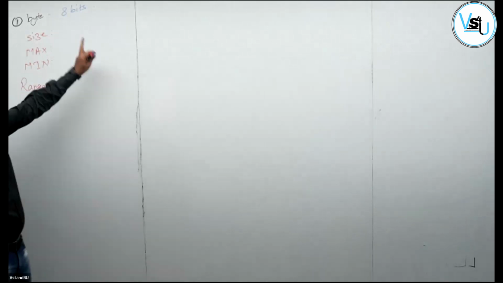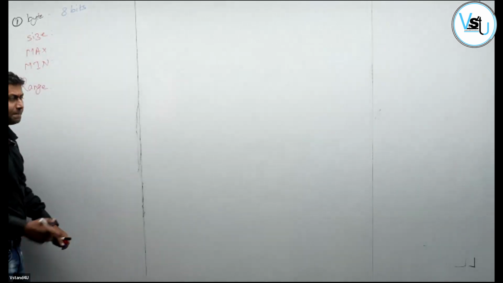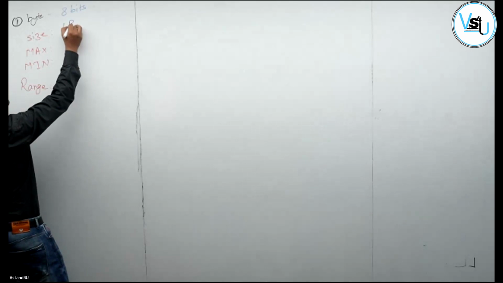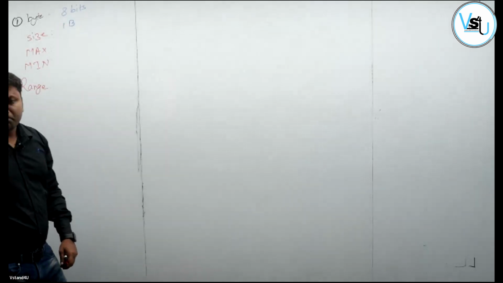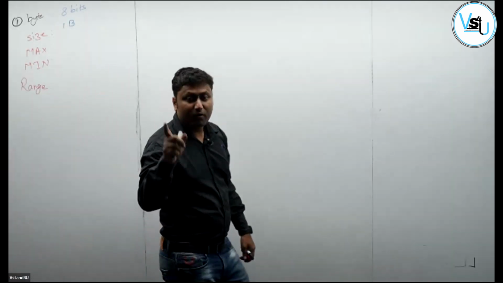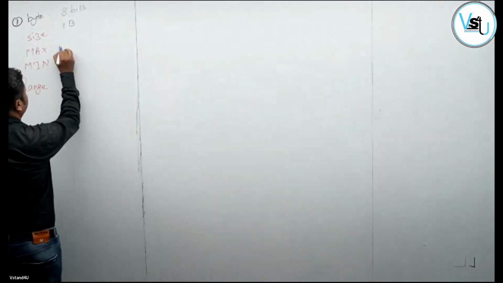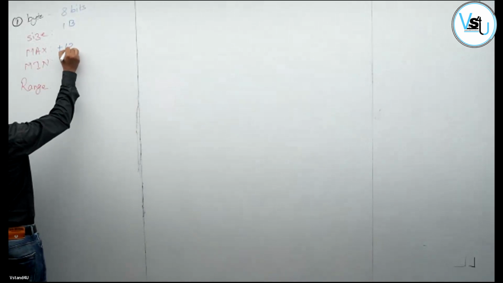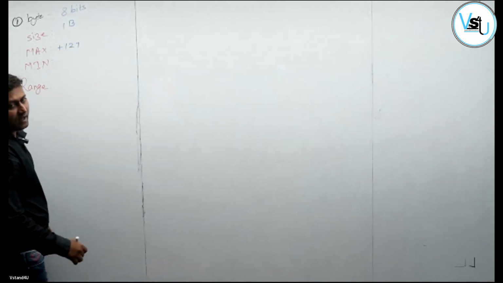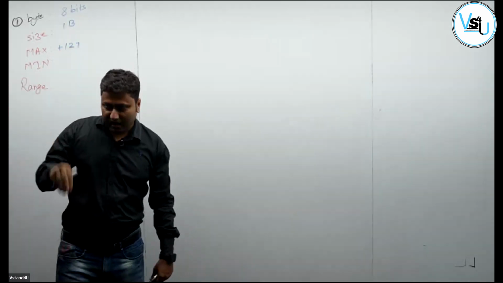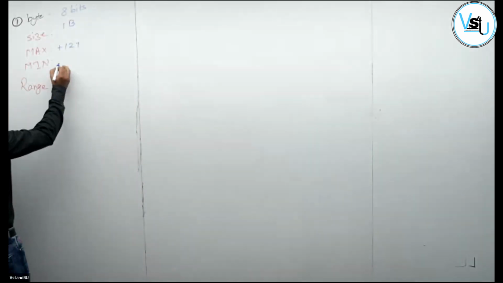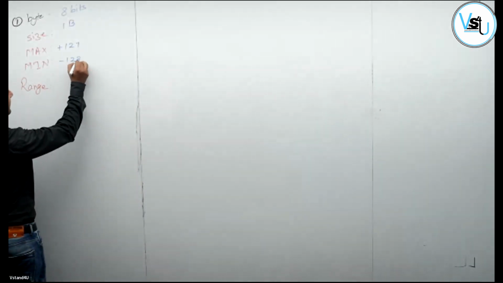Sir, if 8 bits, then how many bytes? 1 byte. Agree? The maximum number allowed for byte data type is, hold on, plus 127. And the minimum number allowed as part of the byte is minus 128.